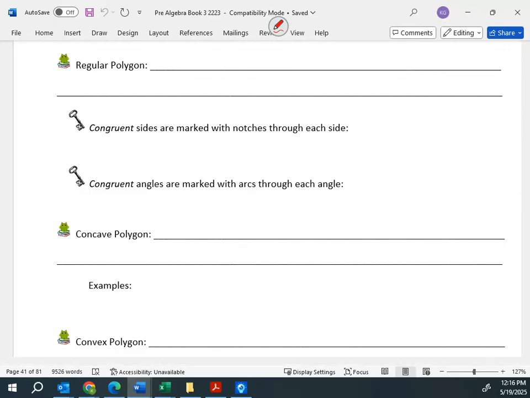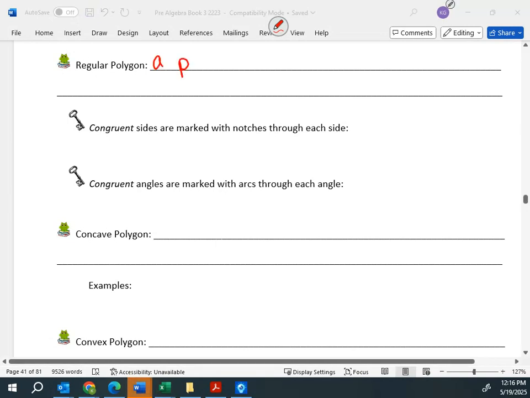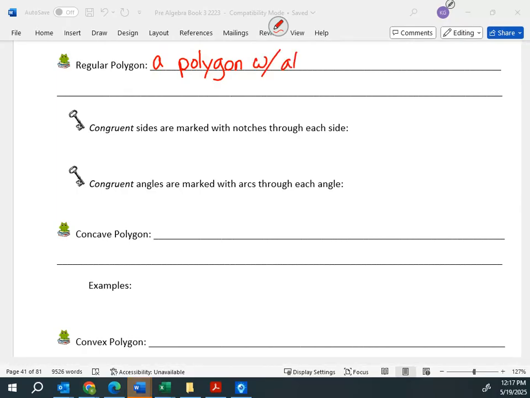Thank you. All right, let's do some more definitions. A regular polygon is a polygon with all sides equal in length and all angles equal in measure.